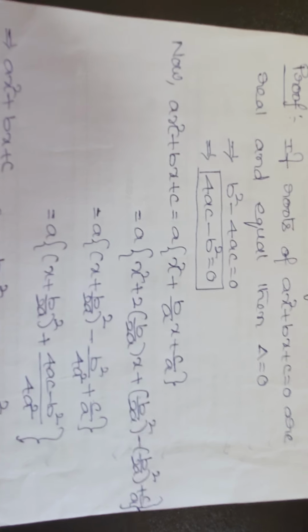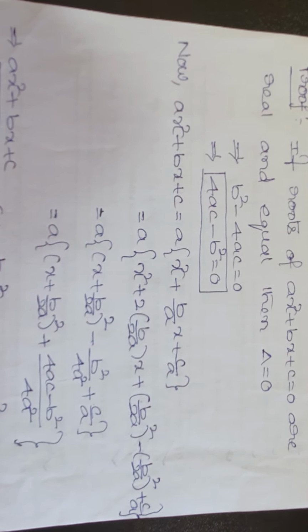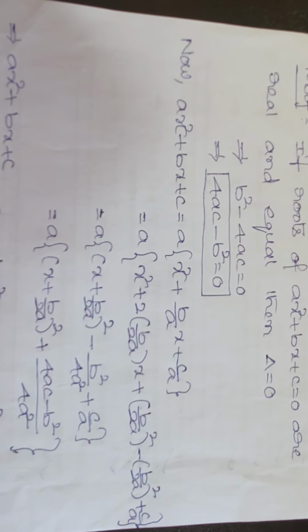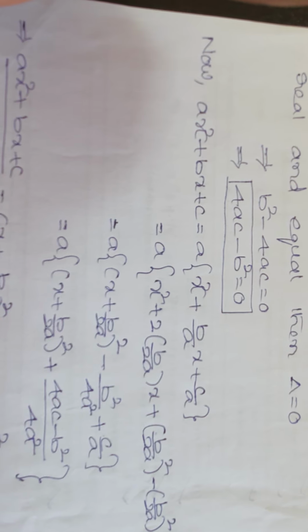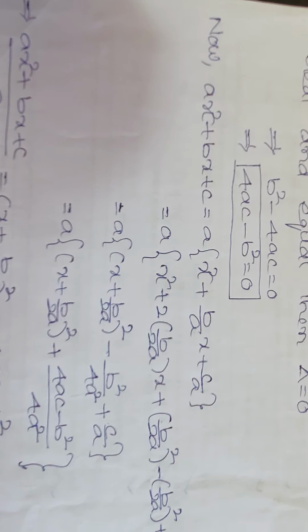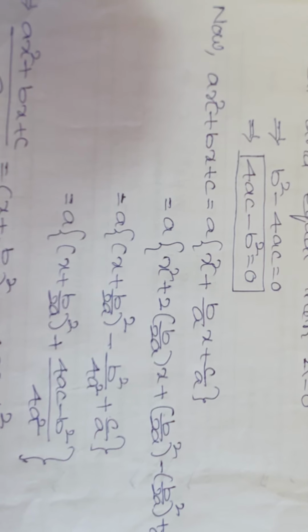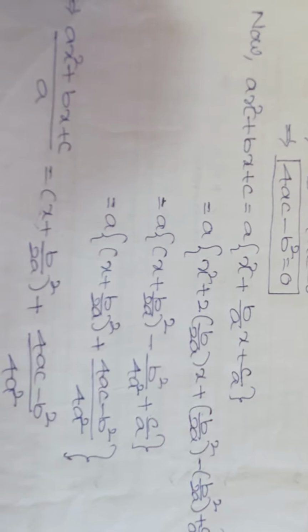Now we write the expression ax square plus bx plus c. Now we take the common a from these three terms. Then it becomes a of x square plus b by a into x plus c by a. Like in the last theorem, the second, third and fourth steps will follow.